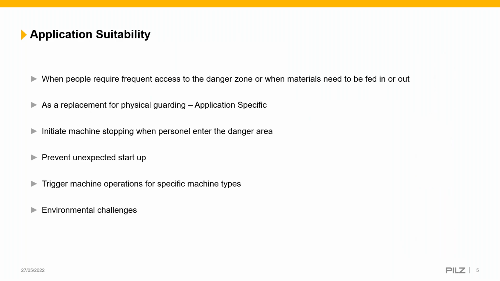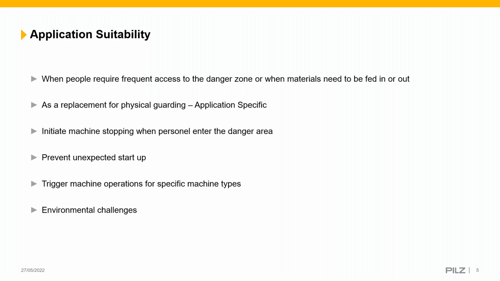They're generally used when people require frequent access into the danger zone. So this could be machine tending, loading, unloading, checking, or even just doing operations within the vicinity of the danger area. And it's where you want to replace a physical guard.